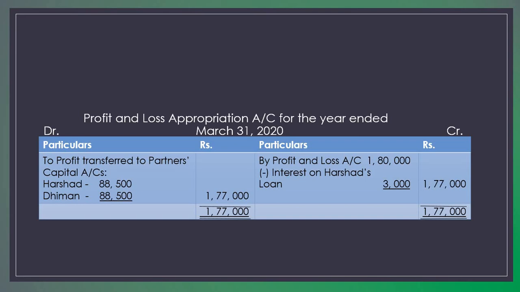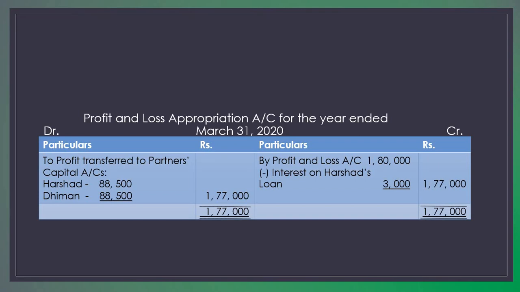Similarly, a partnership firm also prepares trading account, profit and loss account, profit and loss appropriation account, and then the firm's balance sheet. Now, here, please note that for the profit and loss appropriation account, we do not have any date column. It is so because it is prepared on a single date, that is for the year ended 31st March. So, in the given question, the year given to us is 2020 and it has been dated profit and loss appropriation account for the year ended 31st March 2020.